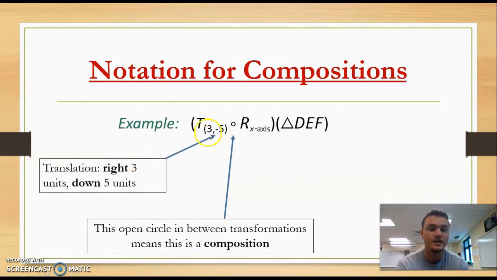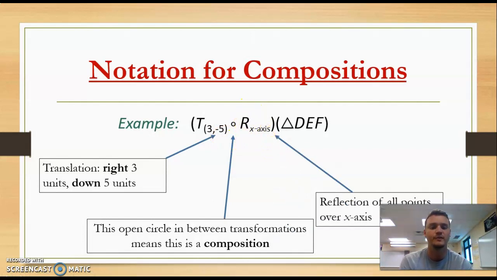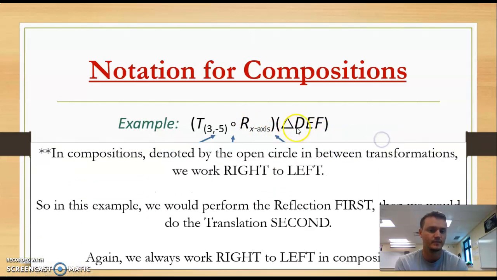With translation, the rule here would read 3 to the right, because 3 is our x, so that's +3. And our y is -5, so that means we're going to go down 5. And then the reflection means that we're going to reflect all the points over the x-axis.